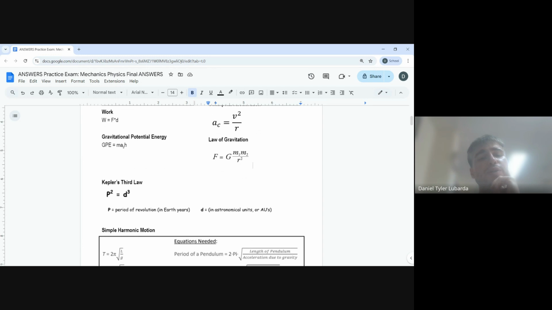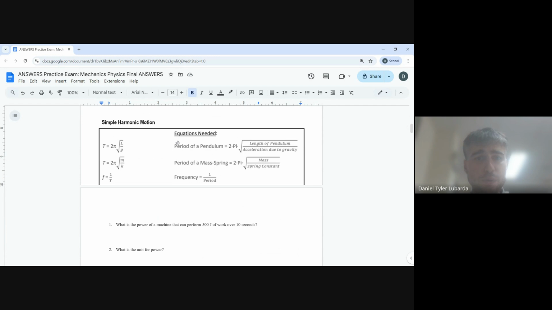Next, Kepler's third law tells us P squared is D cubed. And here, P is the period of revolution, and that's in years. D is the distance in astronomical units. 1 astronomical unit is the distance from the sun to the Earth.